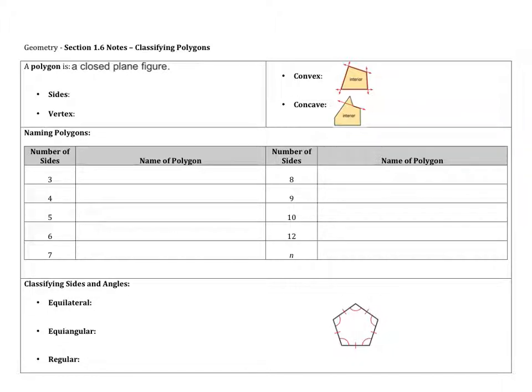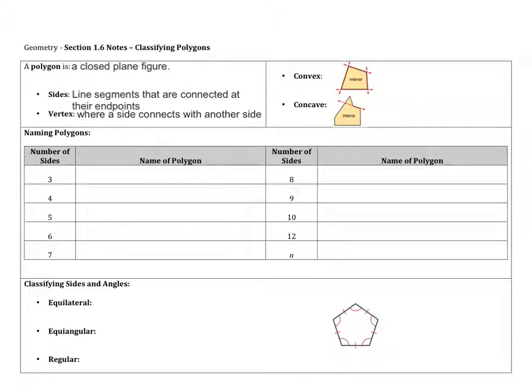The sides of a polygon are line segments. Specifically, they're line segments that are connected at their endpoints. Where those endpoints connect are called the vertices, or a vertex, of the polygon. So again, a vertex is where a side connects with another side in a polygon.